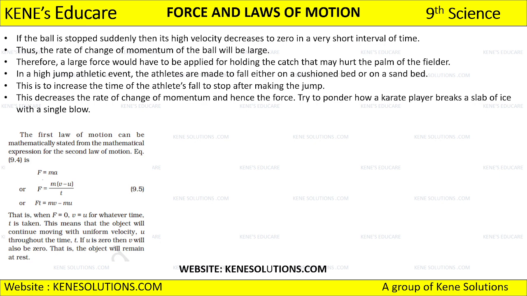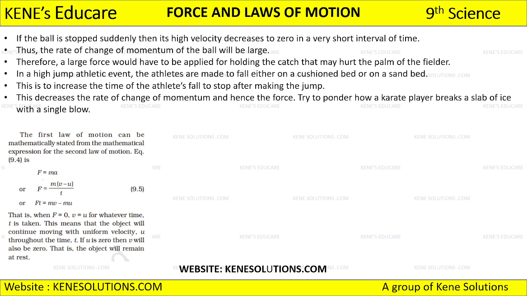Now, if you're not understanding it properly from here, try to ponder how a karate player breaks slabs of ice with a single blow. In that case, the second law of motion we can state mathematically: force is equal to mass into acceleration, and we represent that as F = ma. Now we already know acceleration a is (v minus u) upon t. So Ft is equal to mv minus mu.